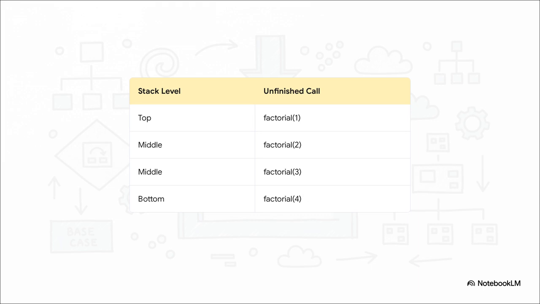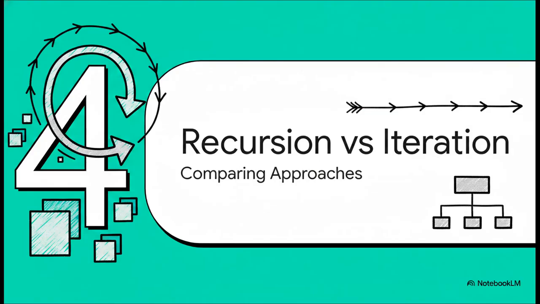When the factorial of 4 is waiting, it stays parked right at the bottom of the stack. Then 3 sits on top of it, and so on. They have to return in reverse order, from the top down. This is critical to remember. Unfinished calls use extra memory. If your base case is wrong, your stack is going to grow until it literally overflows, handing you the dreaded recursion depth error.